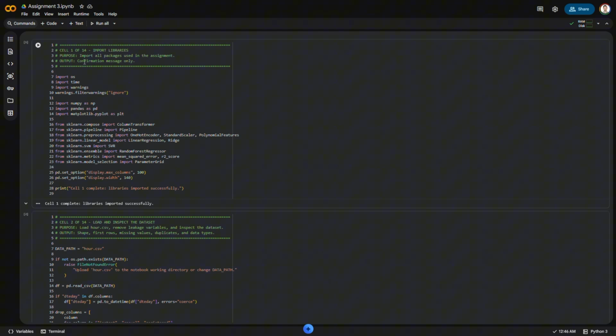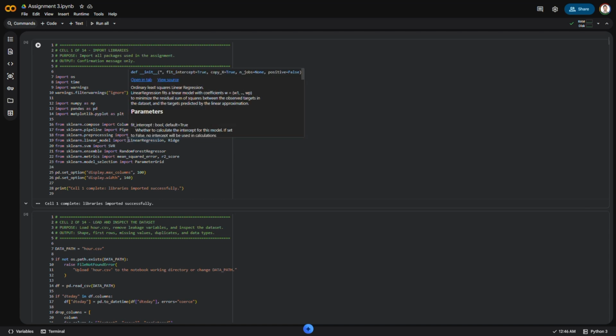In this assignment, I developed several machine learning regression models to predict hourly bike rental demand using the bike sharing dataset. My goal was not only to build prediction models but also to understand the complete machine learning workflow, starting from data exploration and pre-processing, then model development, performance evaluation, and finally comparing different regression algorithms.